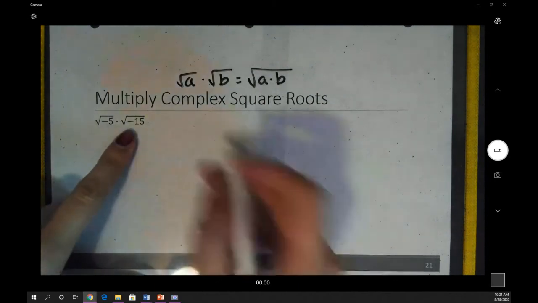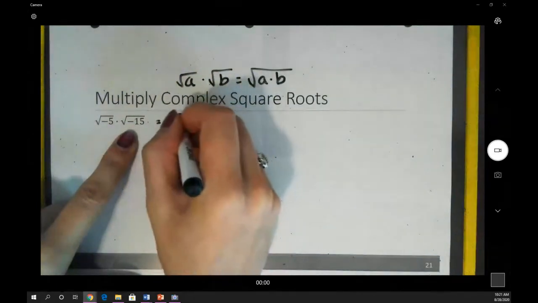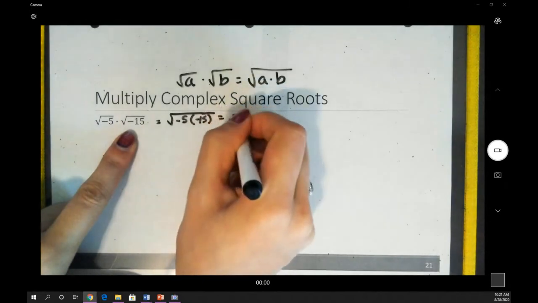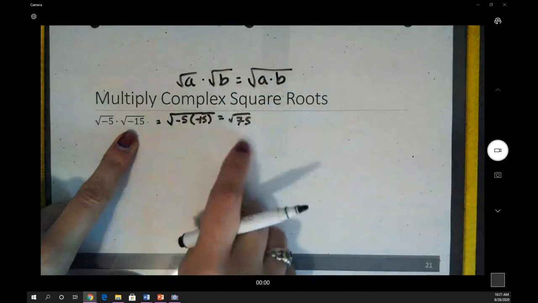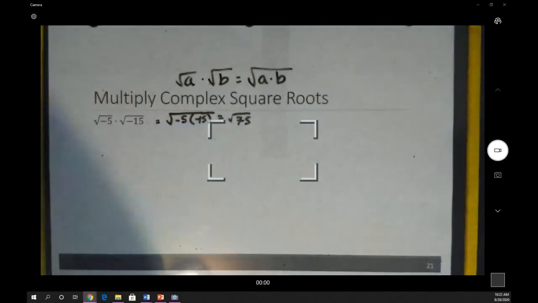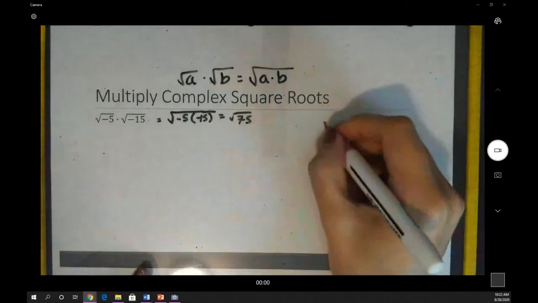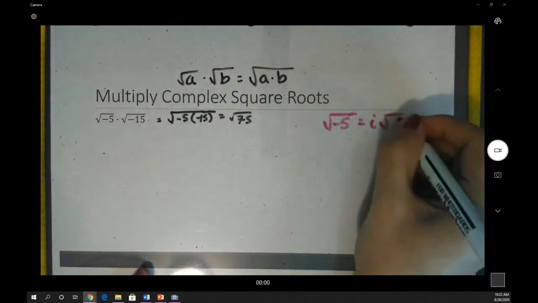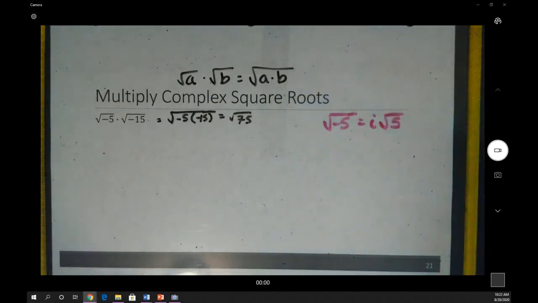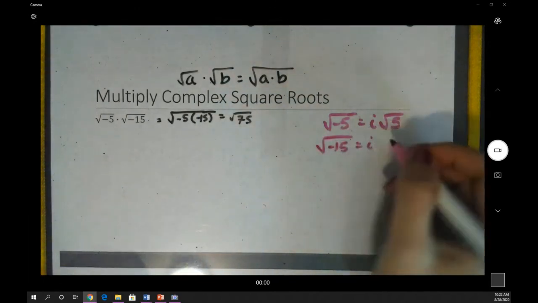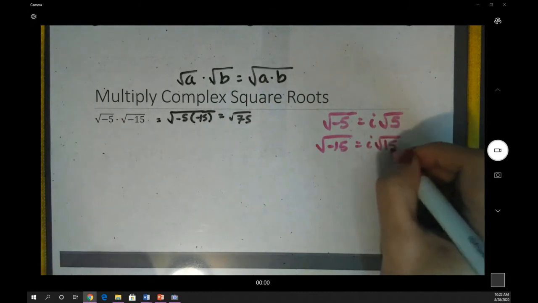If I were to just multiply these, I'd get the square root of negative 5 times negative 15, which is the square root of a positive 5. This is going to be wrong. I'm going to show you why. The square root of negative 5, we know that's equal to i times the square root of 5, because that's just how complex numbers work. The square root of negative 15 is equal to i times the square root of positive 15.